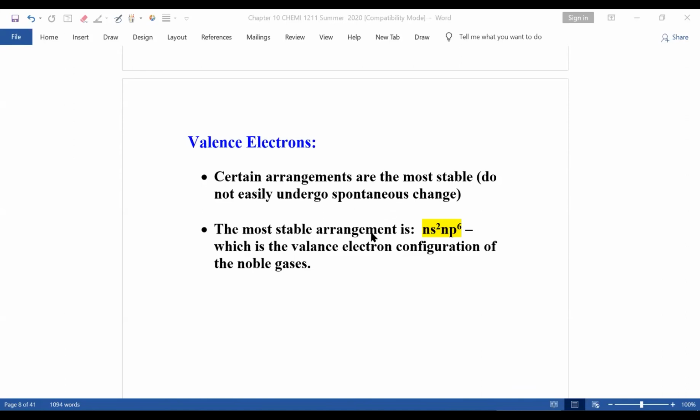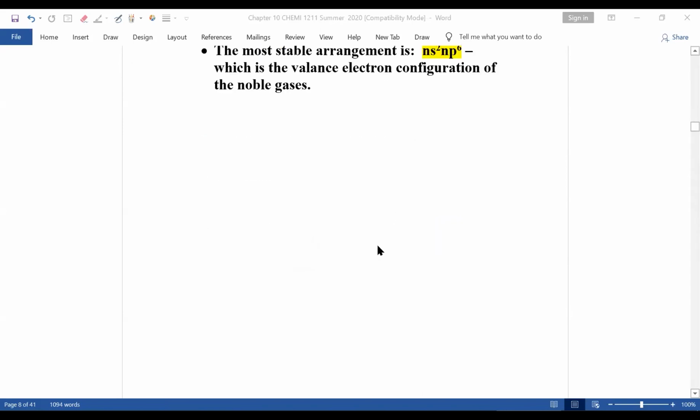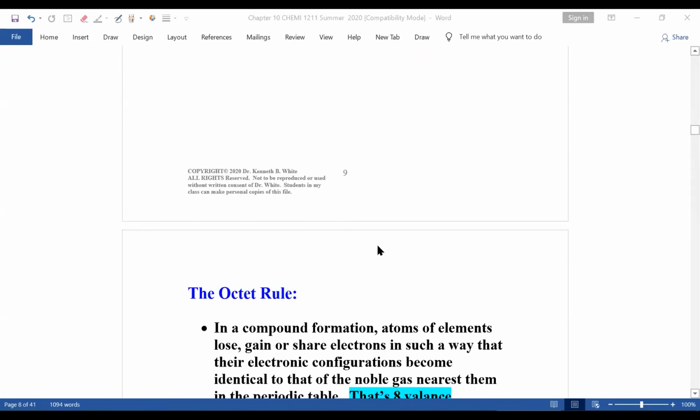Sorry about that. And the most stable arrangement is 2s and 6p, and n can be 2, 3, 4, whatever. This is the shell number, this is a subshell. In other words, what it's really saying is 8 valence electrons, which all noble gases have.